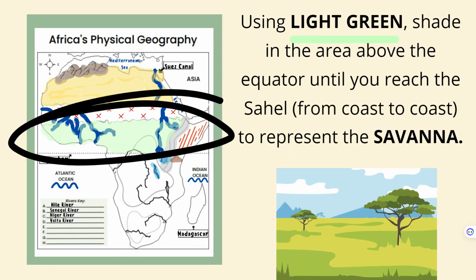Please pick up your light green colored pencil. We're going to shade in the area that represents the savanna of Africa. Basically from that squiggly line just below the Sahel down to the equator, all the way from the west coast of Africa to the Great Rift Valley, we're going to shade this area in with our light green. The African savanna is one of the best known savannas in the world and has lots of different animal life that lives there.